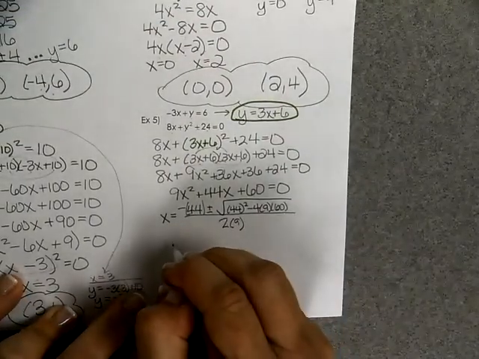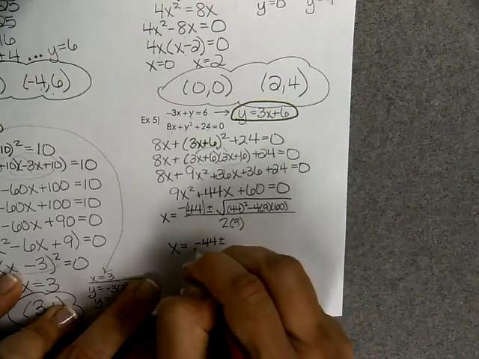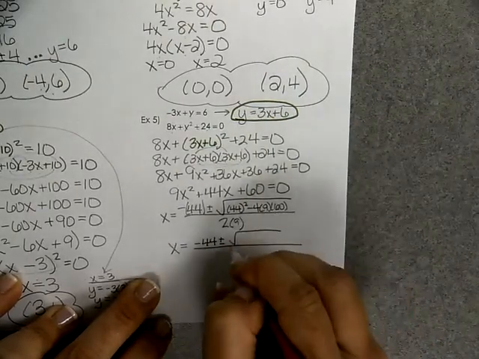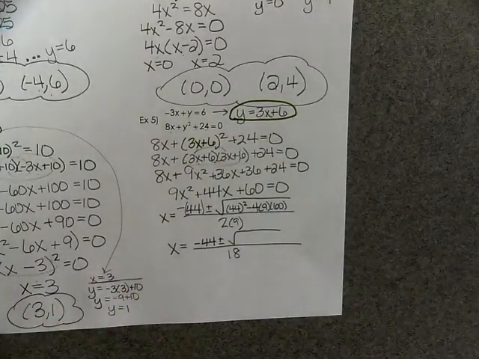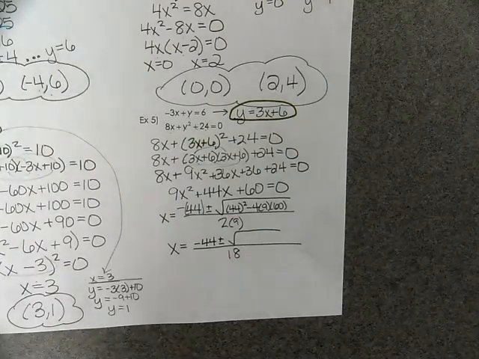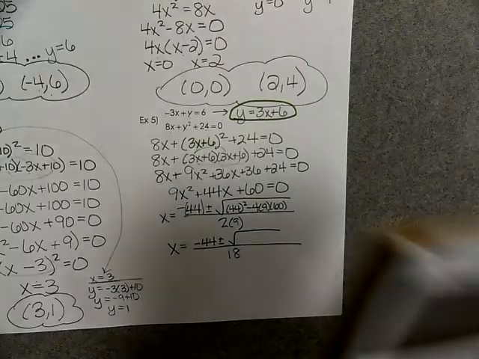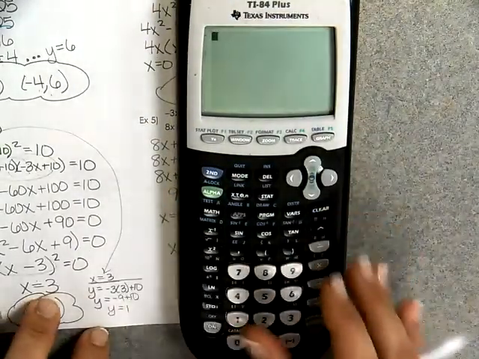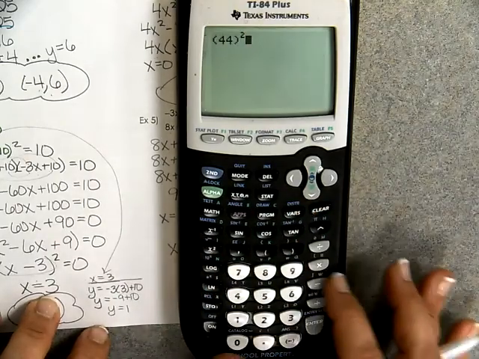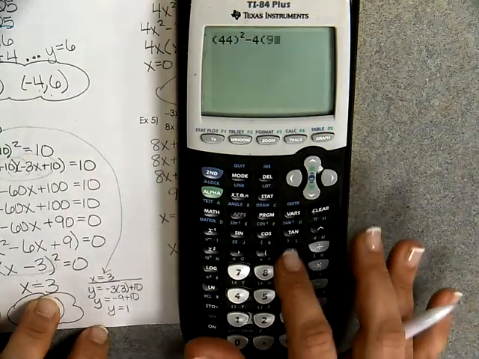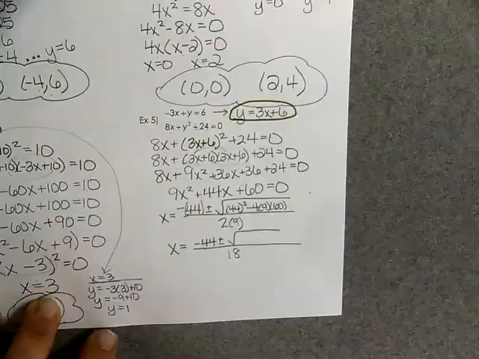All right, so let's clean that up a little bit. I have negative 44 here. 2 times 9 is going to be 18. I'm not sure what the value under the square root is, so I'll need to find out in our calculator. So let's maybe try that. We have, what was it? 44 squared minus 4 times 9 times 60. So that gives me negative 224.